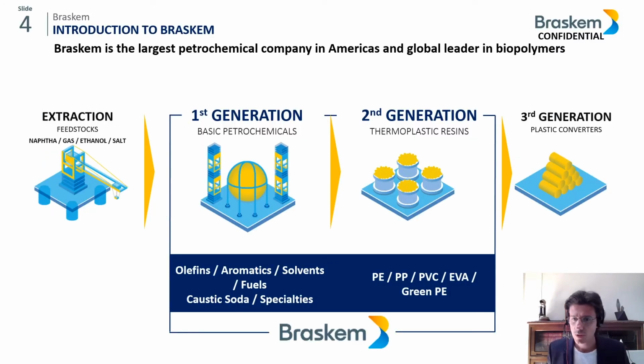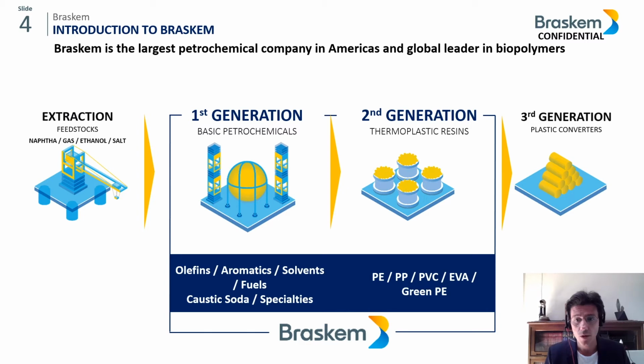Just an introduction on the petrochemical value chain. You usually have the extraction, right? A company that is extracting natural gas, naphtha, and so on. So Braskem considers itself integrated in the first and the second generation, which means that we buy naphtha or we buy gas, we crack those raw materials, and we produce the basic chemicals and some specialty chemicals as well.